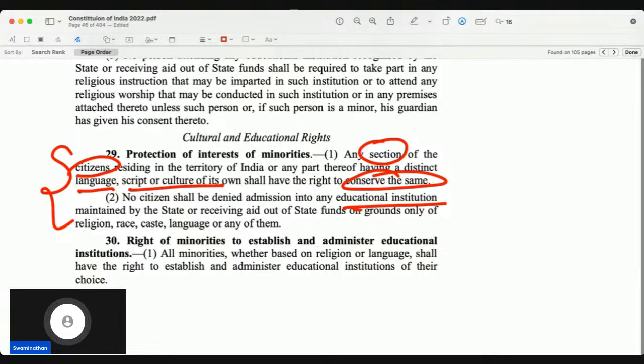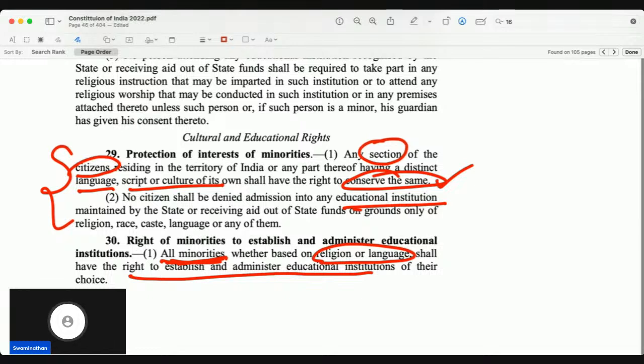But this is for the conservation of culture or language. Article 30 is giving the right to the minorities, whether based on language or religion. The Constitution of India recognizes both religious and linguistic minorities. It is not only religious minorities that are being talked about. All minorities, whether based on religion or language, have the right to establish and administer educational institutions of their choice.